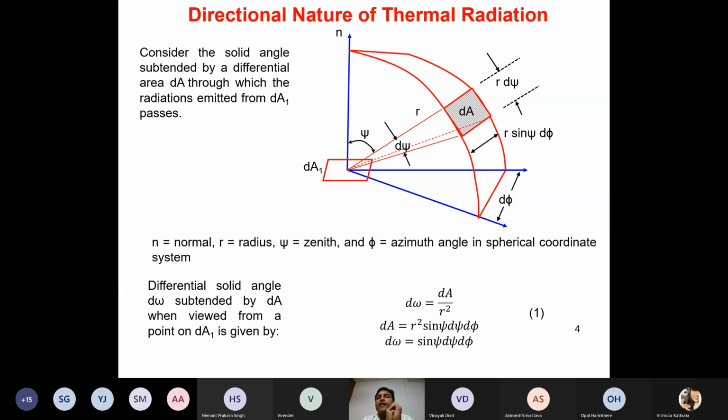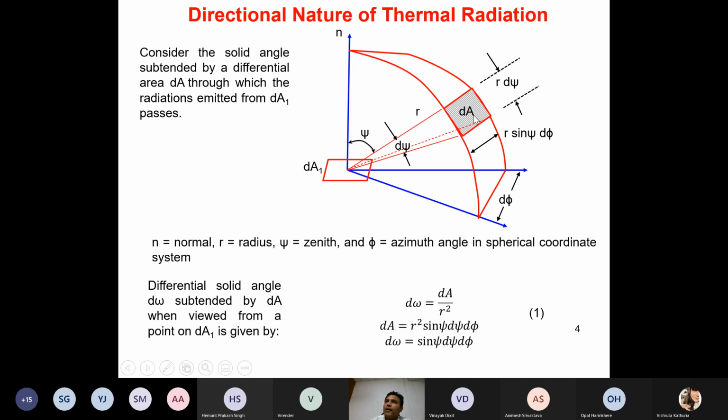Okay, so now let us consider a simple case here. Again, here we are looking at the differential surface area dA1 and what is the solid angle subtended by dA, which is nothing but the differential surface area, at dA1. So again, in a spherical geometry, this particular angle is going to be d phi. This phi is varying between, if you look, the entire plane, so between 0 to 2 pi. Again, there is another angle which is psi. This psi is varying between this plane and this plane, so that is pi by 2.